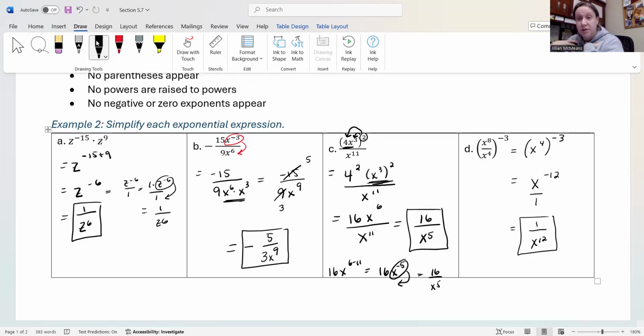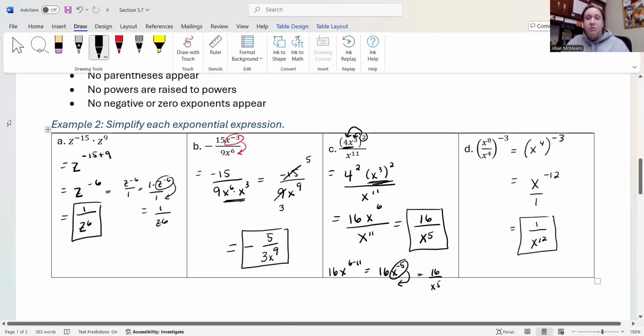So for me personally, if I have stuff inside parentheses, I like to simplify it as much as I can and then bring in those negative exponents or those positive exponents, whatever the exponents are on the outside. It's up to you. That's the thing about these problems. There's lots of ways to approach them. You've just got to start somewhere and simplify it fully.